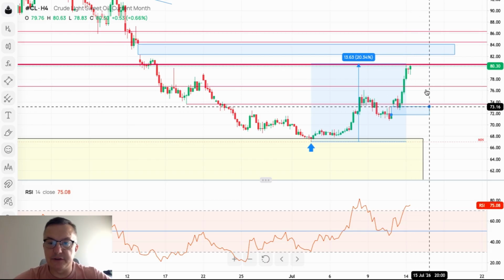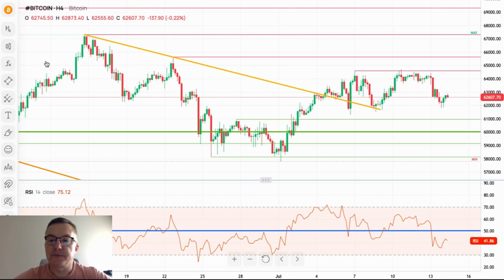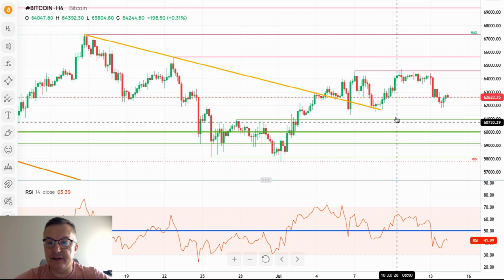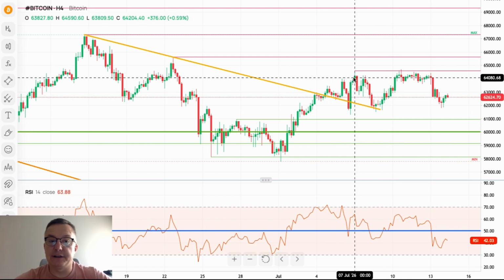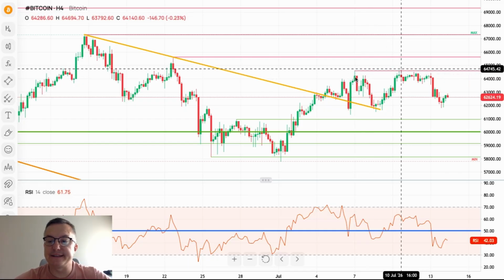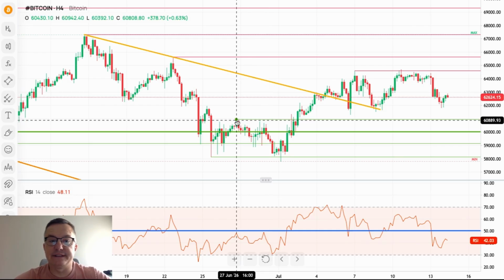So for now, the situation is quite clear, and the crude oil remains very susceptible to any changes in the geopolitical situation. The Bitcoin doesn't do much. The Bitcoin is locked inside of this very tight range. On the one hand, you have the 64,590 technical resistance, tested a couple of times, then rejected. On the other hand, you can see the level of 60,942, which should provide the technical support.